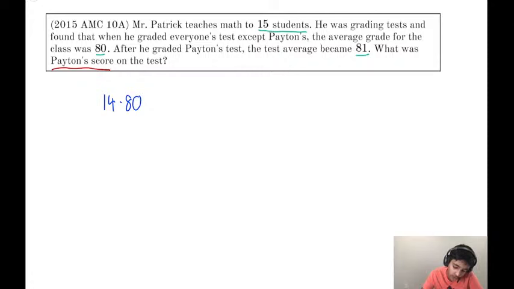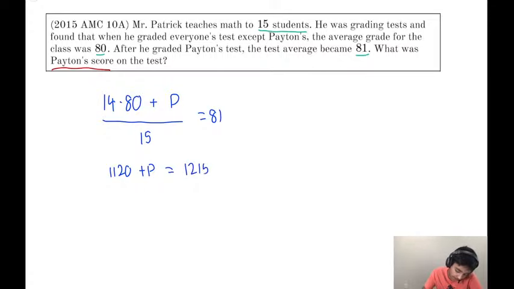So 14 students who have an average score of 80, plus Peyton's score, P. And then the new average, when you divide it by 15, is 81. That means that 14 times 80 is 1120, plus P equal to 15 times 81, which is just going to be equal to 1215, which means that P equals 95. So Peyton's score is 95. So this is method 1.